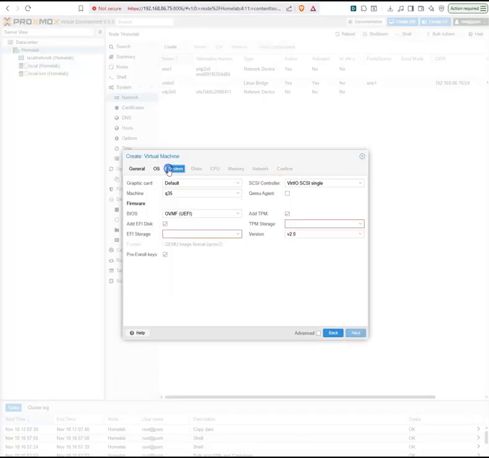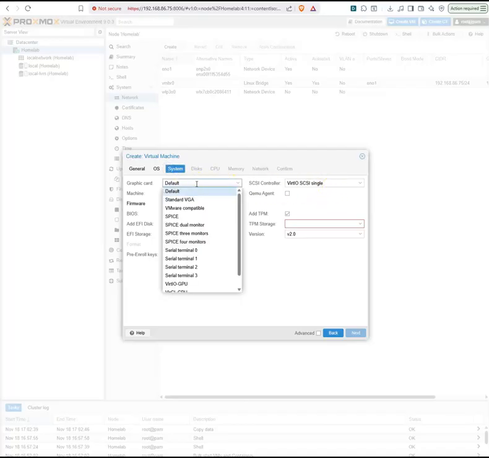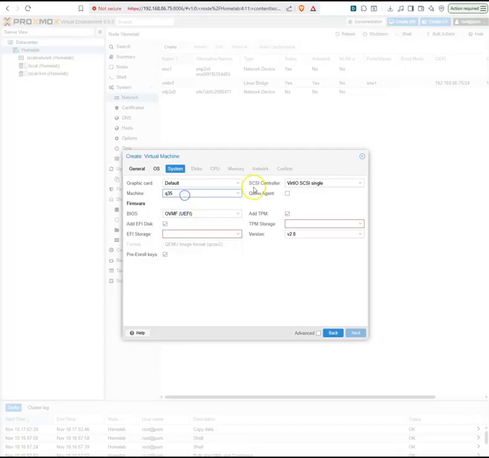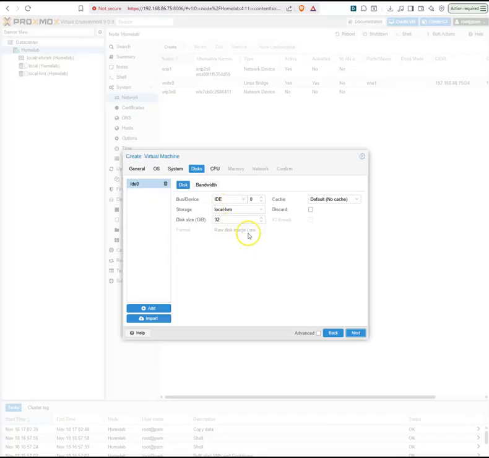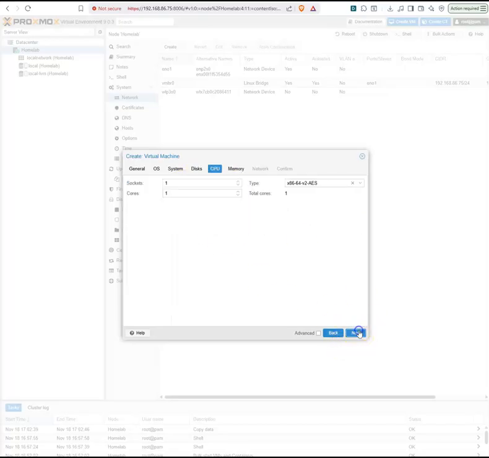So I added my Windows Server 2012 there. Graphics card, we're going to do default. Machine, don't know what that means. Don't really know what. I kind of know what that means. Okay. TPM storage. Okay. 50 gigs. Okay. Bandwidth. We're good.